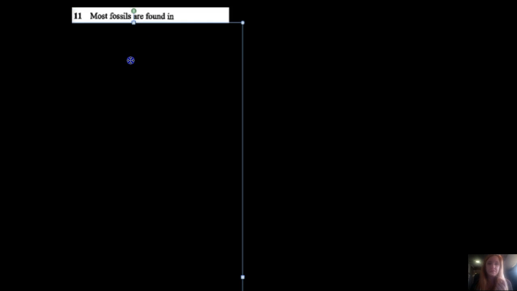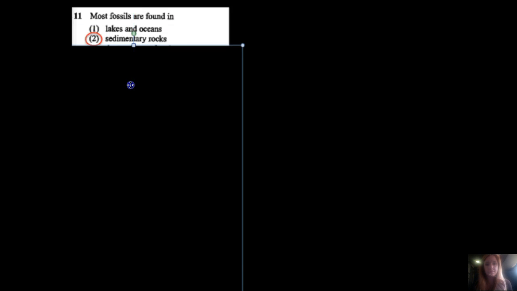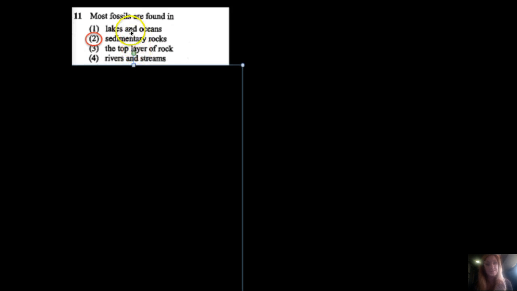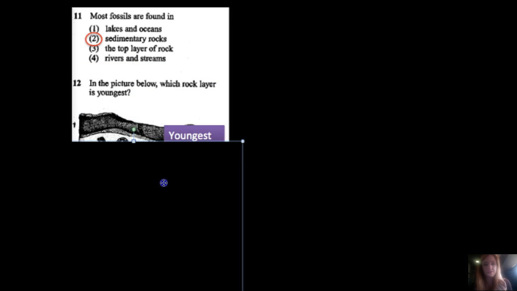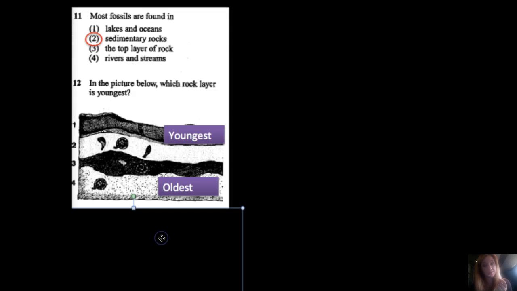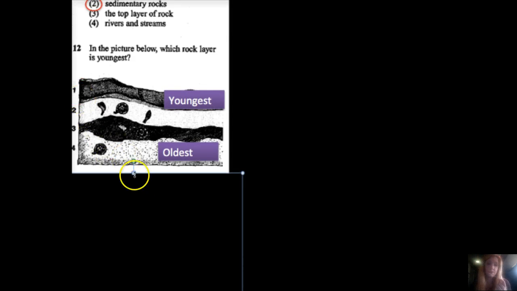Alright, number 11, most fossils are found in... not all are found in lakes and oceans. If you think about it, we find them in Egypt a lot. We find them in other parts of the world too, not always in water. So it's 2, sedimentary rock, and it's not always the top layer of the rock, and rivers and streams definitely not. Alright, in the picture below, which rock layer is the youngest? Well, we know that the top layer is the youngest and the bottom one's oldest, so 1 is the youngest.